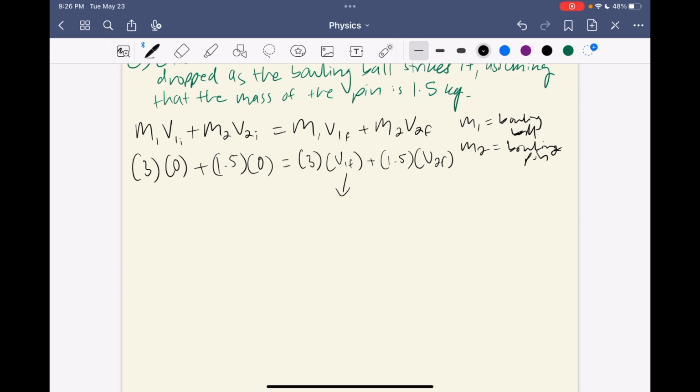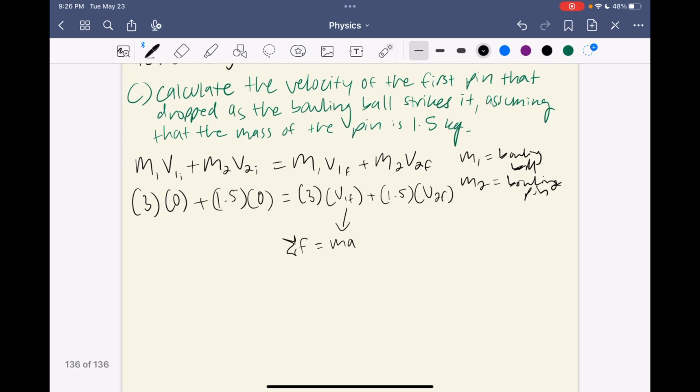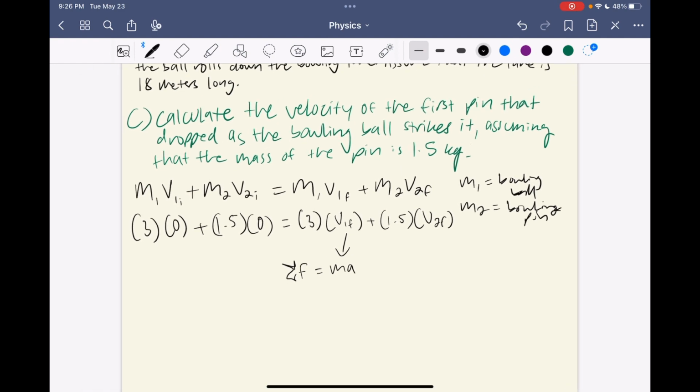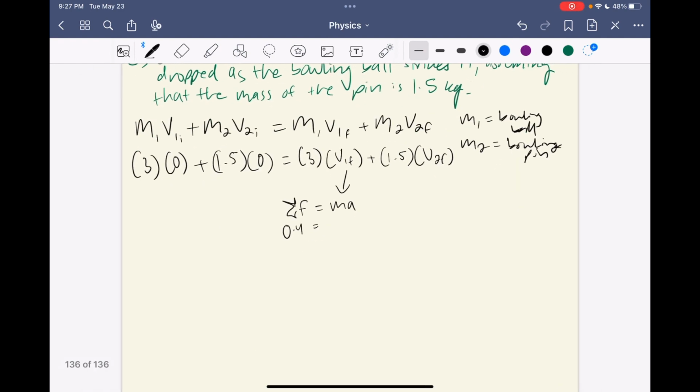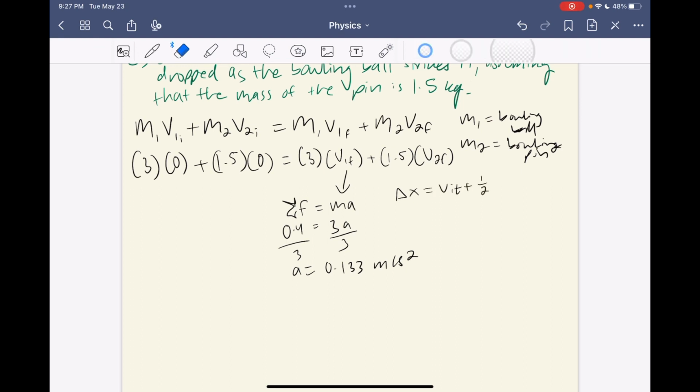So what we can do is use Newton's second law, which is net force equals ma. We know that the net force of the bowling ball is 0.4, and the mass of the bowling ball is 3. And we want to isolate for a to find the acceleration, and we get 0.133 meters per second squared for the acceleration of the bowling ball. So now we can plug it into displacement. Oh, no, actually, we can plug it into kinematic form.